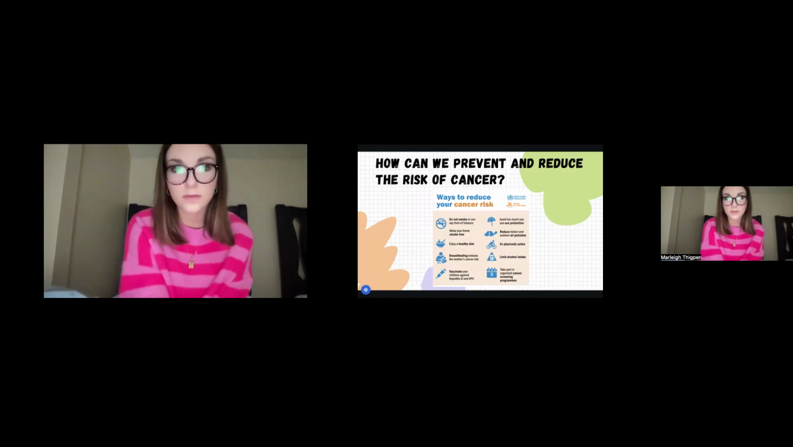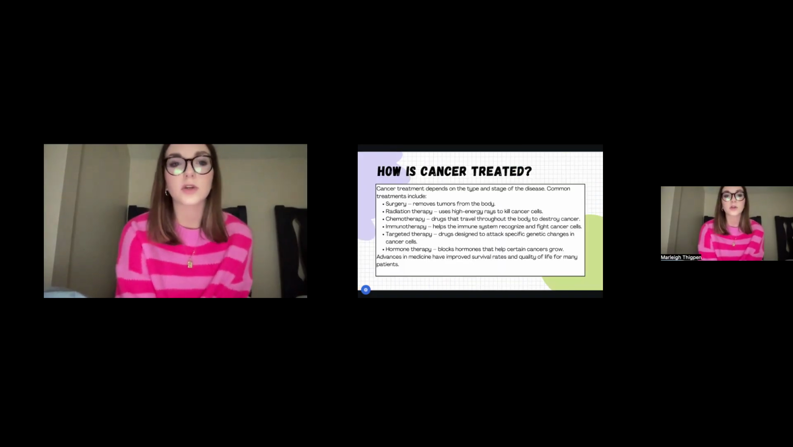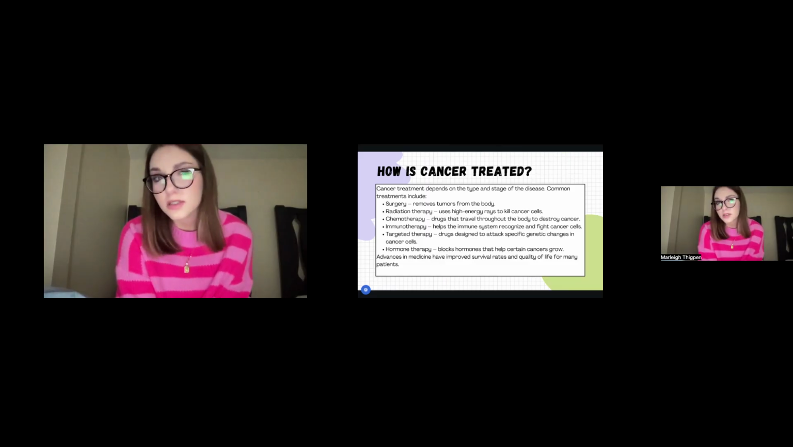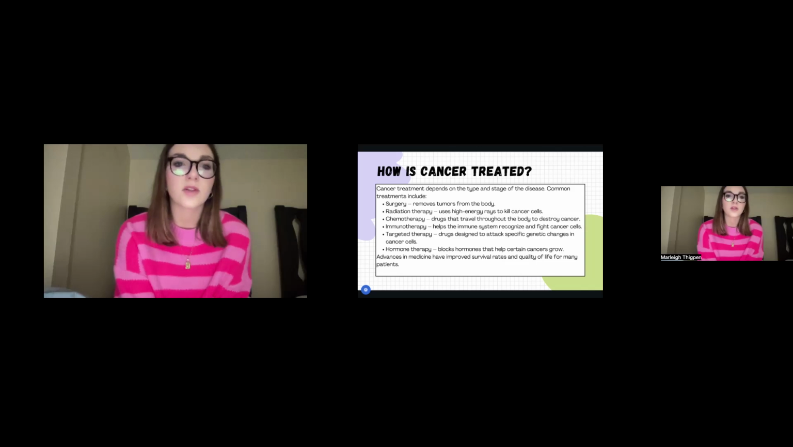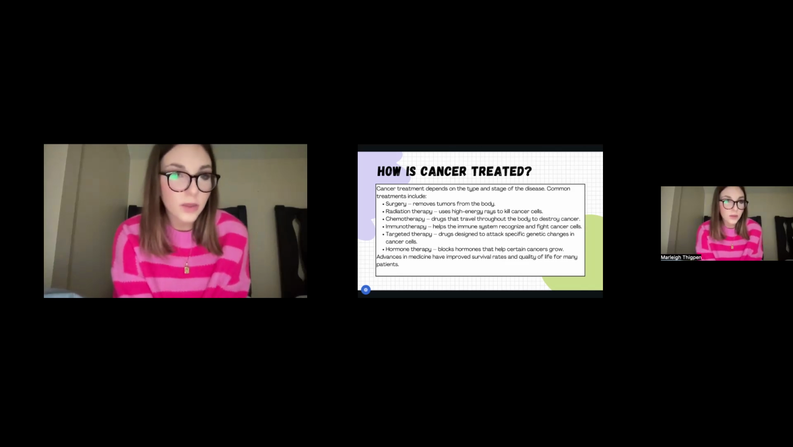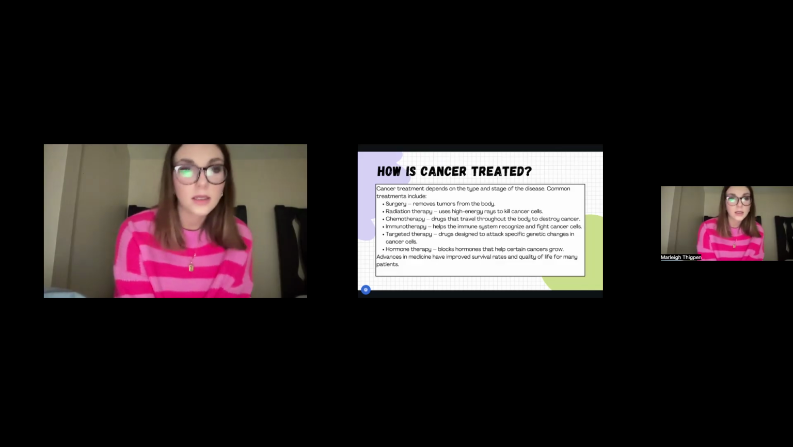Here's some more examples. So, how do we treat cancer? Treatment depends on the type and stage of your disease. Some of these common treatments are surgery, removing tumors from your body. A lot of the times, if a cancer metastasizes, there's better ways to treat than surgery. So that's when things like radiation therapy or chemotherapy and immunotherapy come in handy.